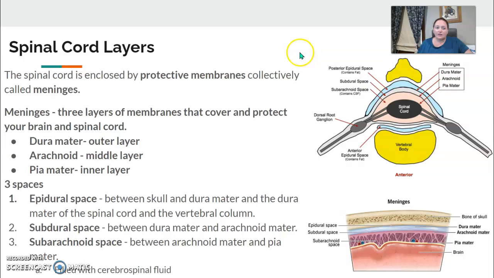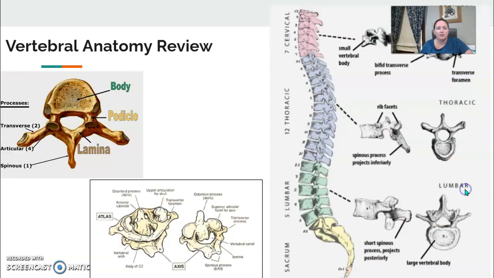The spinal cord layers. The spinal cord is enclosed in protective membranes called meninges. The meninges have 3 layers. The dura mater is your outer, arachnoid is the middle, and pia mater is the inner. There are 3 spaces also involved: the epidural, subdural, and subarachnoid space. The subarachnoid space is the one that we are going to mention quite a bit in our studies. It's the one that is filled with cerebrospinal fluid, and that's usually one of the main areas of focus in any of our, say, myelograms or lumbar punctures.